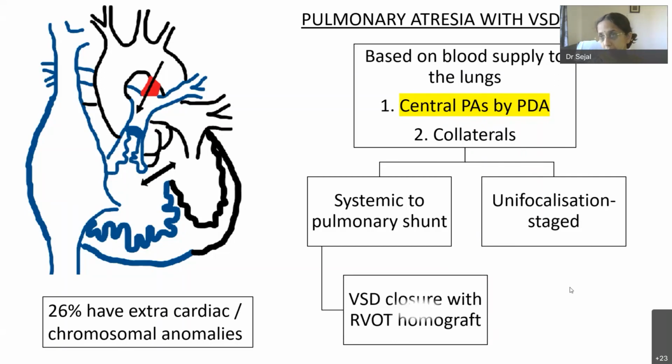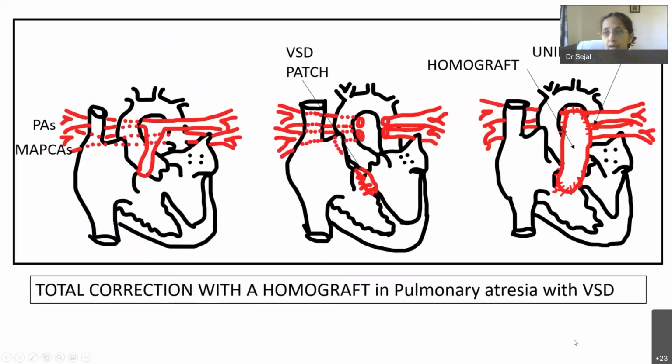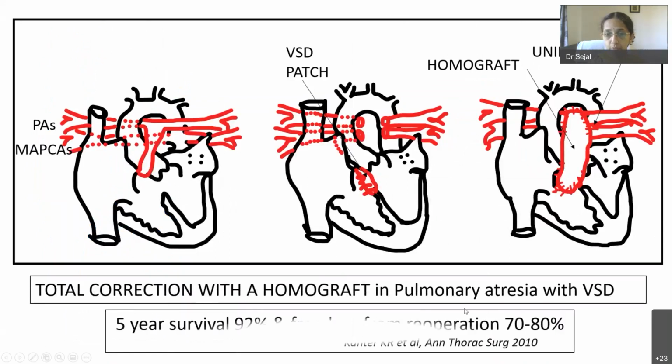It could be a single stage, it could be staged, and the prognosis long term is going to be a little inferior compared to when I have central PAs. So this is sort of what counseling will go. And generally, I would say the 5-year survival rate is approximately 90%. The freedom from reoperation is only 70%. So chances of repeat surgeries are very high.